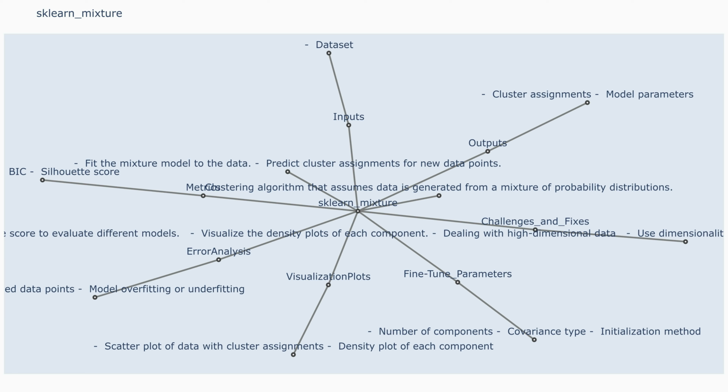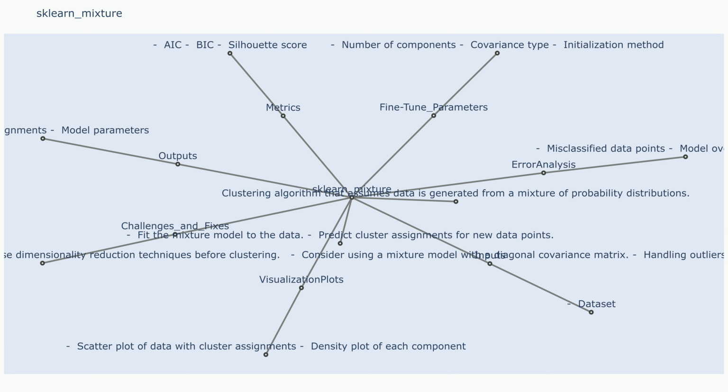Mixture models are a powerful statistical tool used for clustering and density estimation. They assume that the data is generated from a mixture of multiple probability distributions. The goal is to identify these underlying distributions and their respective proportions in the data. Scikit-learn's mixture module provides a set of algorithms for fitting mixture models to data.